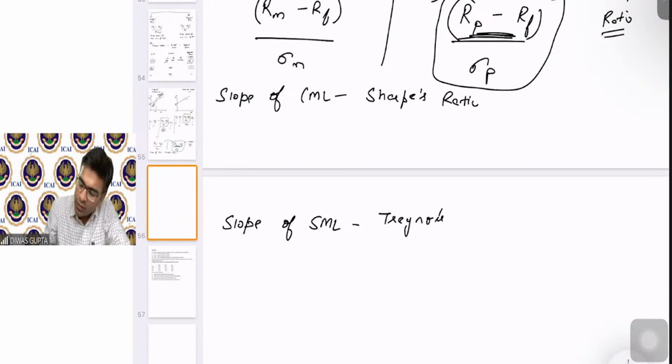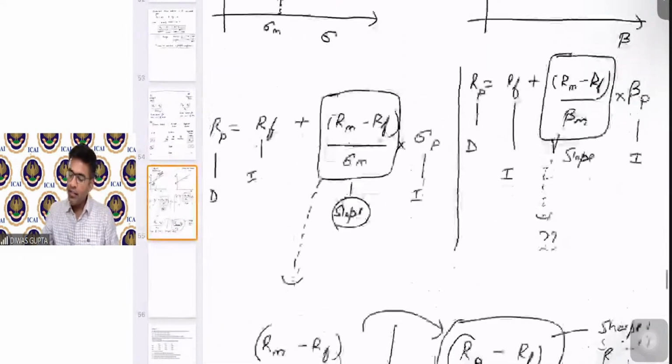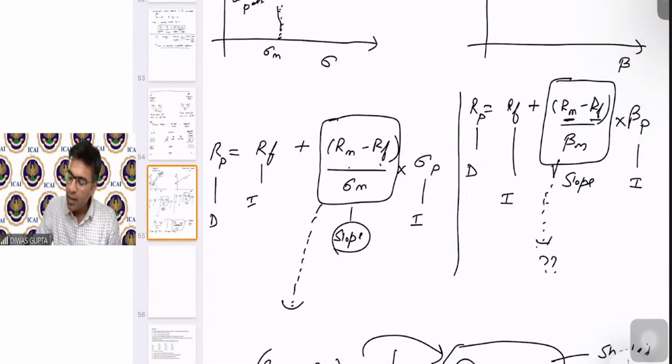Treynor's ratio. See, the idea behind telling all of this to all of you is that sometimes in a question, they will very categorically state that the slope of the capital market line is this much. Then you have to interpret that they are talking about Sharpe's ratio for the market. So this is the market Sharpe's ratio. And similarly, this is the market Treynor's ratio. The securities market line will be the Treynor's ratio for the market because it is from the market perspective.